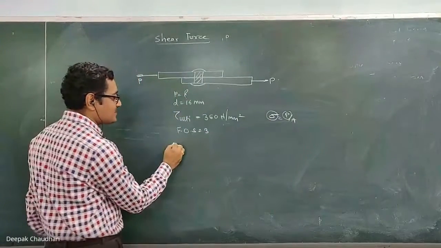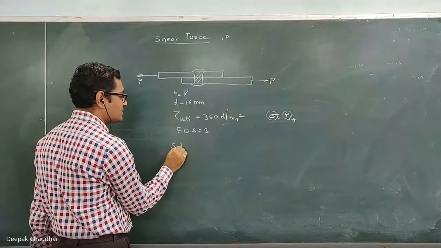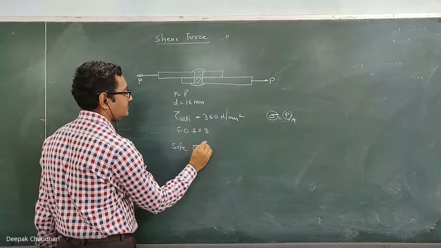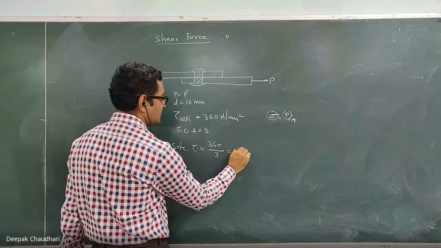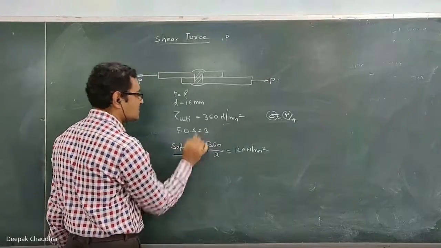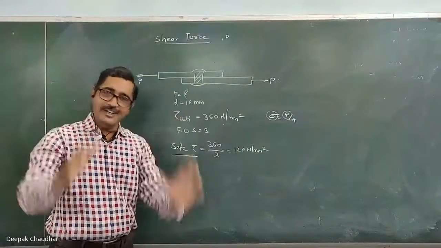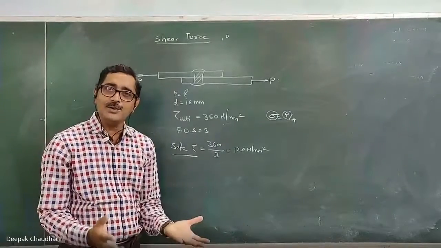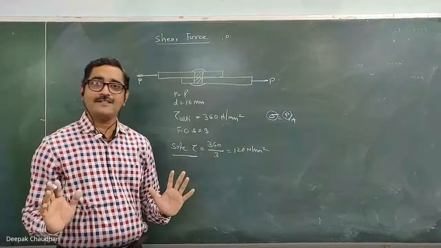How can we get the safe stress? Here also we can use the same formula. The safe shear stress is equal to ultimate shear stress upon the factor of safety. It is 120 Newton per millimeter square. So this is the safe shear stress induced in the rivet. If this much stress is induced by applying the force P, the rivet will not fail. It will be safe.